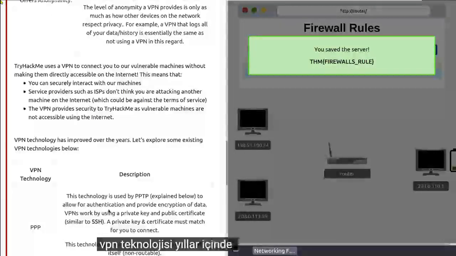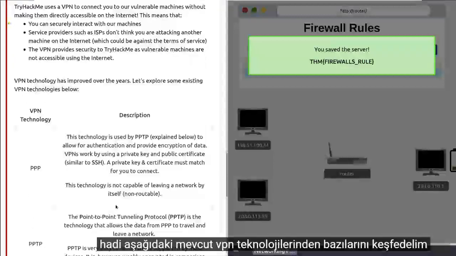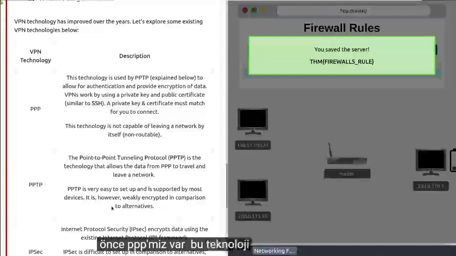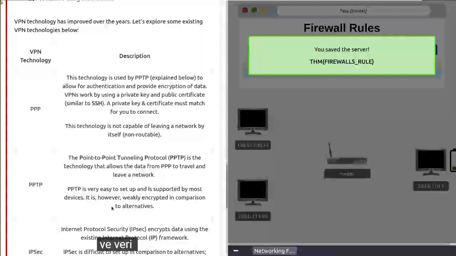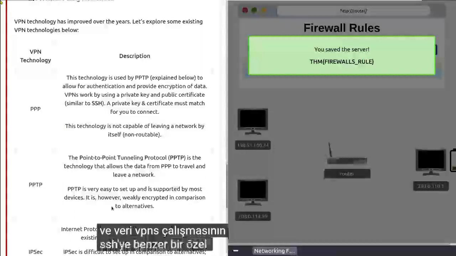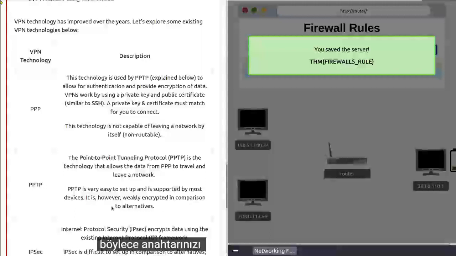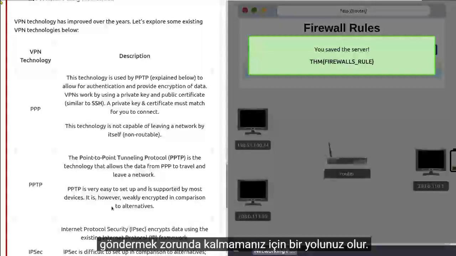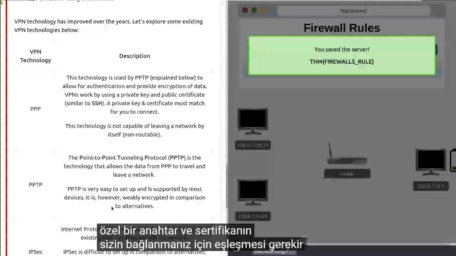VPN technology has improved over the years. Let's explore some of the existing VPN technologies below. First, we have PPP. This technology is used by PPTP, explained below, to allow for authentication and provide encryption of data. VPNs work by using a private key and public key certificate, similar to SSH. So you have a way that you don't have to send your key over the network. A private key and certificate must match for you to connect.